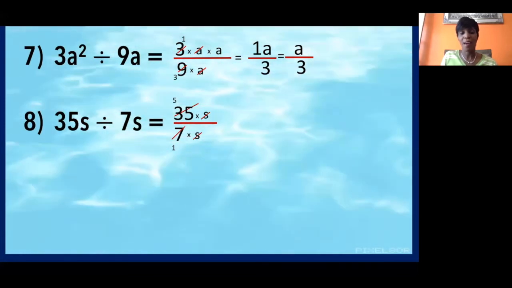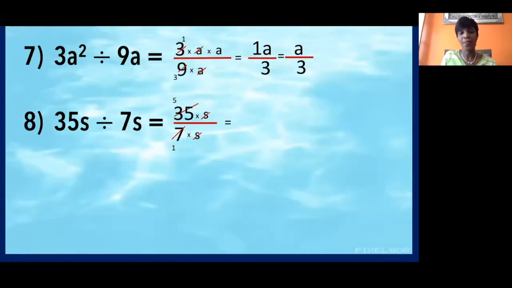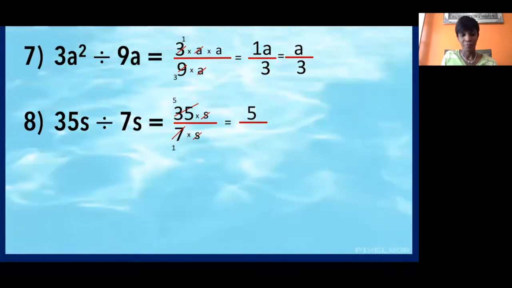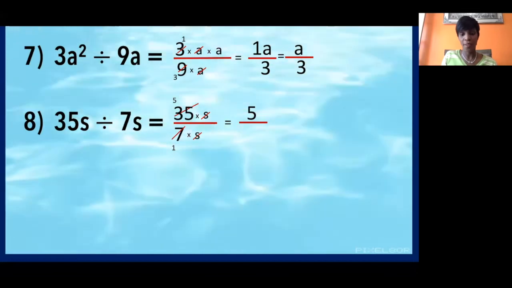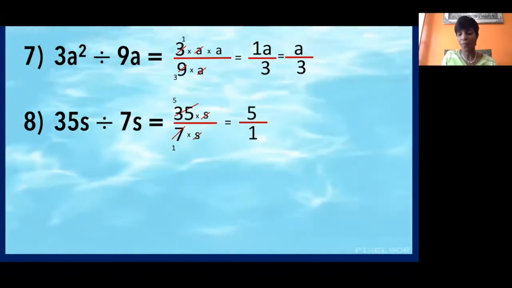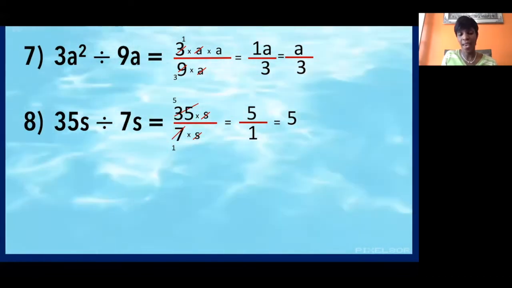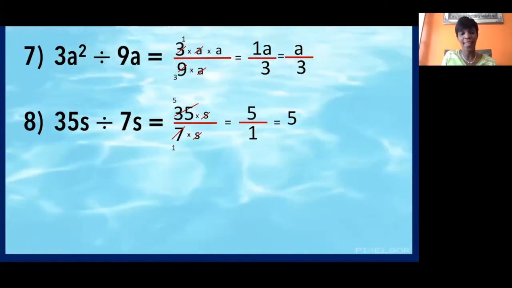Now we're going to write our answer using what we have left. So what do we have left at the top? We have a 5 at the top. And what is at the bottom? We have 1. And that's our answer. Now, as a fraction, what is 5 over 1? 5 over 1 is the same as saying 5. Great job, guys. Excellent. I saw those answers coming.